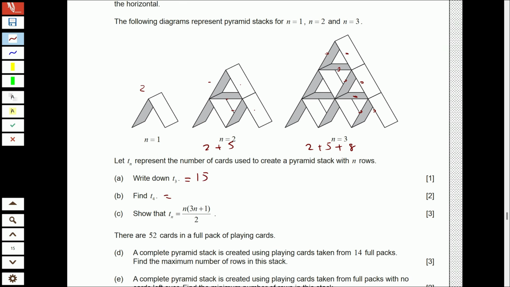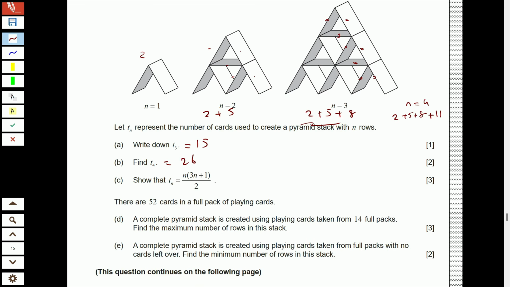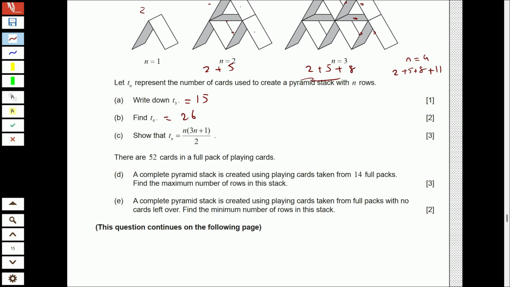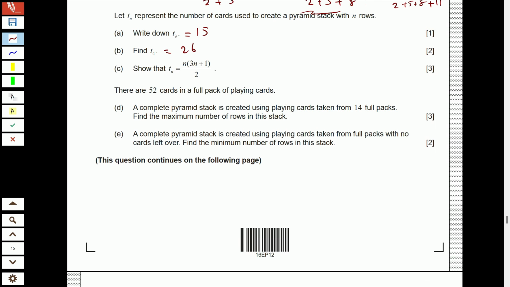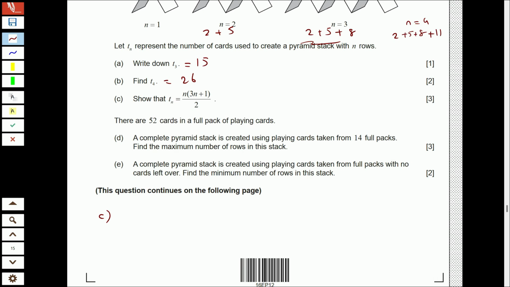How about T4? There's a sequence here, you see that? For the fourth step, it's going to be 2 plus 5 plus 8 plus 11, because it's increasing by 3. In this case, T4 will be 26. Now show that Tn equals n times (3n plus 1) divided by 2. How are we going to do that? I know that Tn will be 2 plus 5 plus 8 plus 11 plus and so on, and as you see from here, there are n terms.